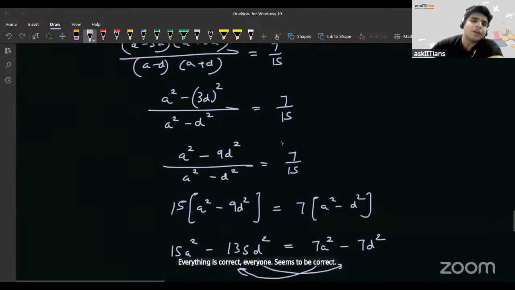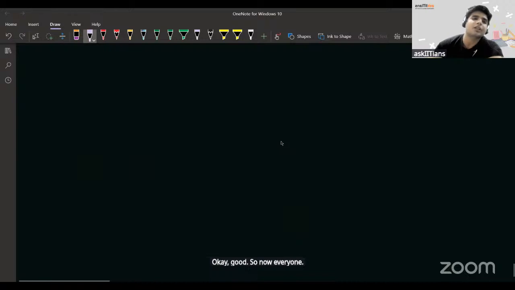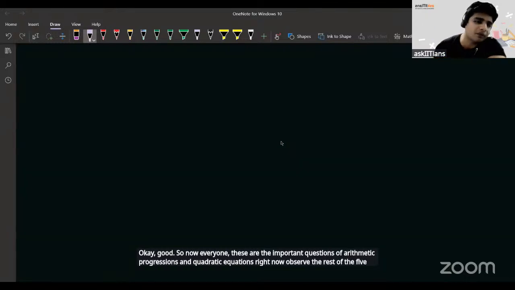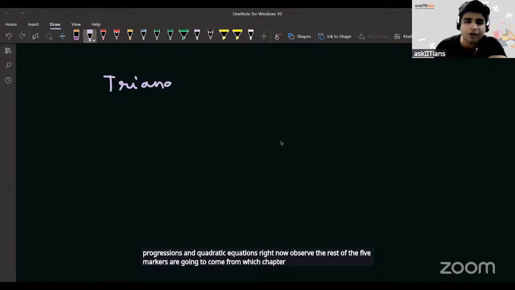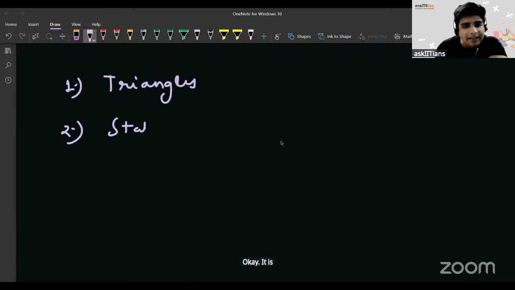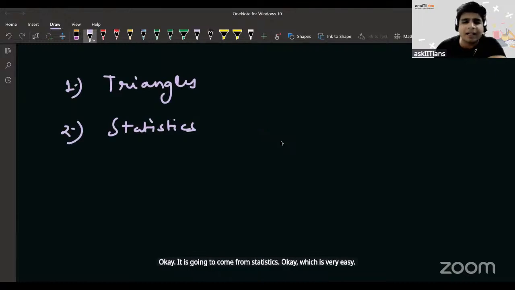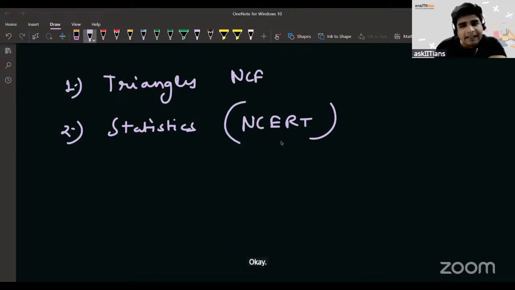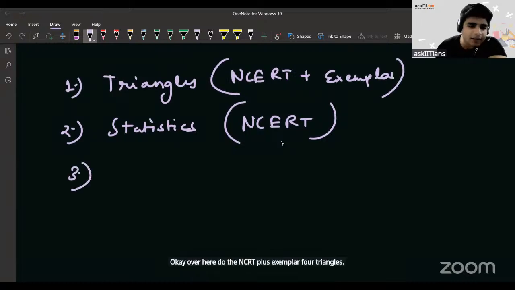Okay, good. So now, everyone, these are the important questions of arithmetic progressions and quadratic equations, right? Now, observe the rest of the 5 markers are going to come from which chapter? It is going to come from triangles. Okay. It is going to come from statistics. Okay, which is very easy. If you do the NCERT, more than enough. Okay. Over here, do the NCERT plus exemplar for triangles.